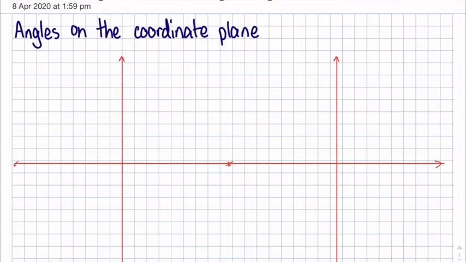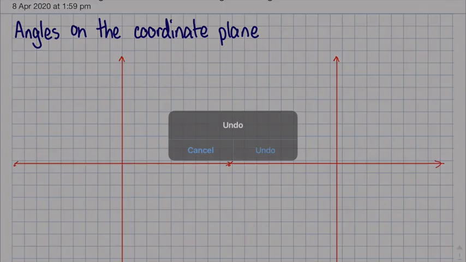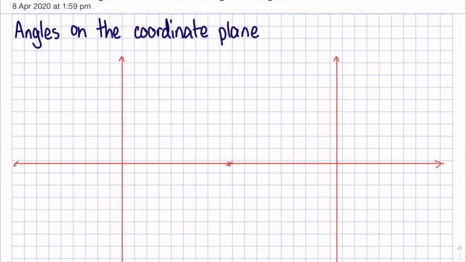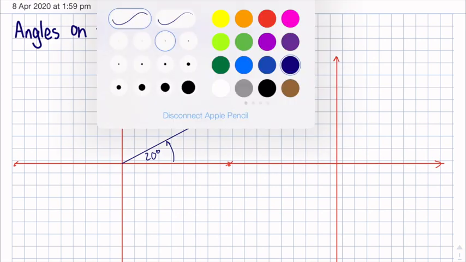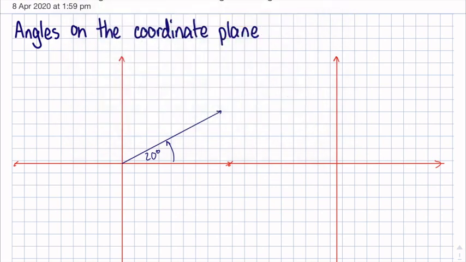So let's look at angles on the coordinate plane. That's a fancy way of saying, if I wanted an angle of 20 degrees, then I'd draw a ray going up 20 degrees, wouldn't I? But if I wanted to get there, instead of going up 20 degrees, I could have gone backwards. Because I was going backwards, going clockwise instead of anti-clockwise, this is minus 340 degrees, because I didn't quite make it a full circle.